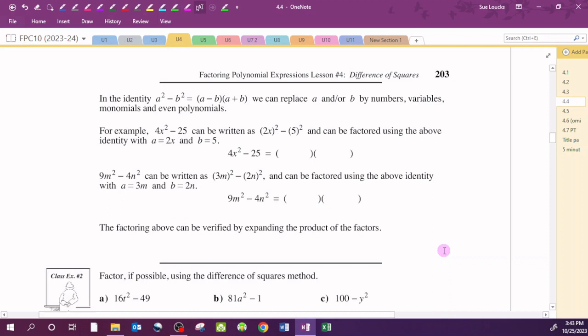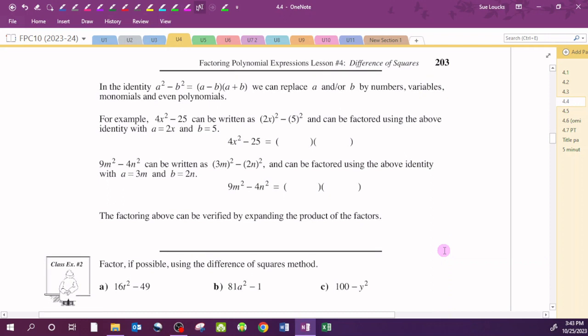Okay, and then this next part is just sort of making this a tiny bit more complicated, where instead of just having x squared, we have 4x squared. Okay, but it's the same thing. We're going to take the square root of this first piece. So the square root of 4x squared is 2x plus the square root of 25. And then same thing with a minus.